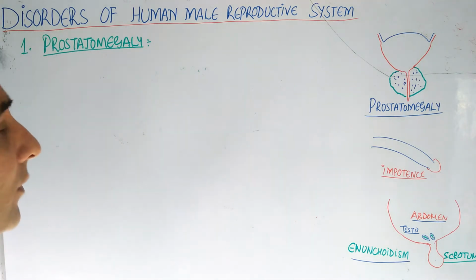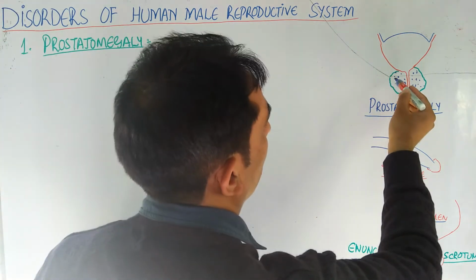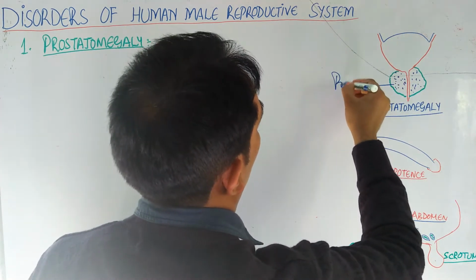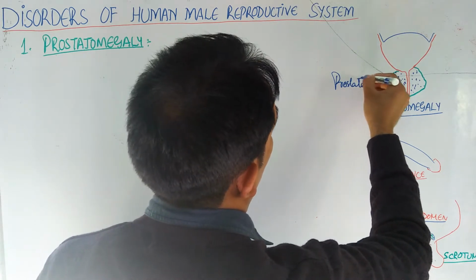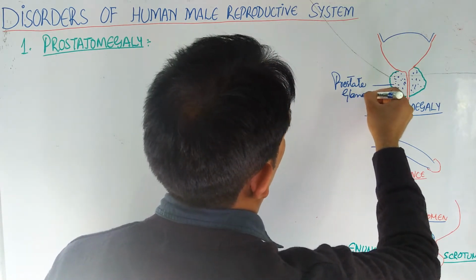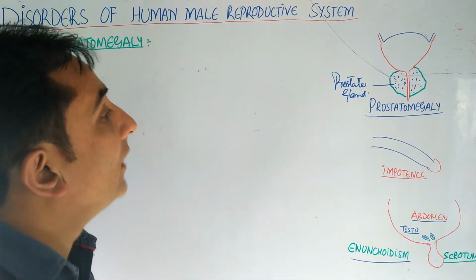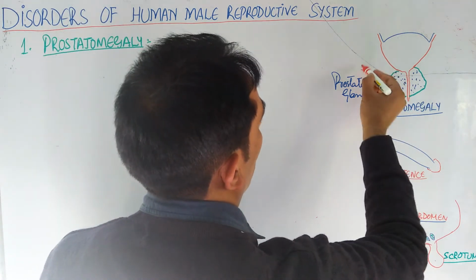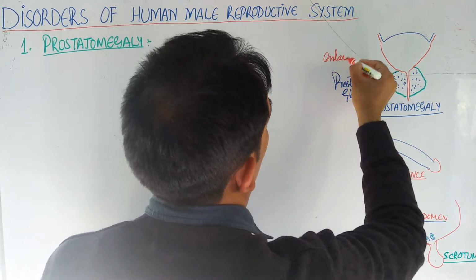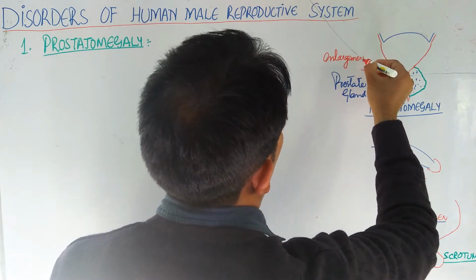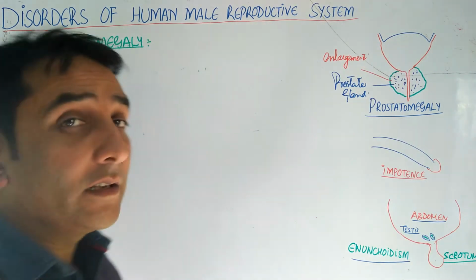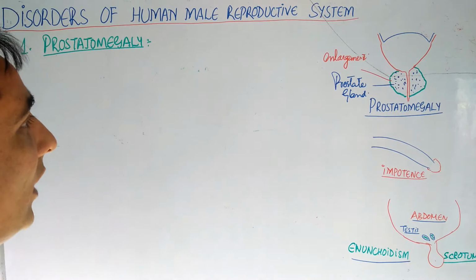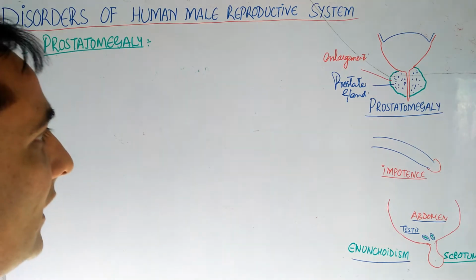Now, what happens in prostatomegaly? This is the diagram depicting prostatomegaly. This is the prostate gland. And if for some reason the prostate gland undergoes enlargement, as is shown in the diagram, then this condition is known as prostatomegaly, in which the prostate undergoes enlargement.